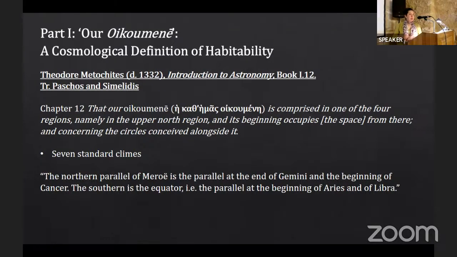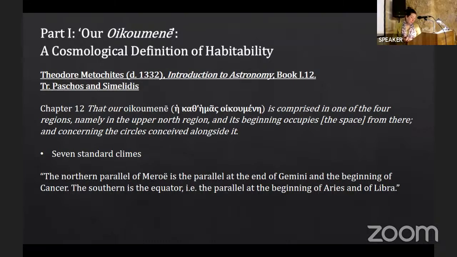If you want to compare to the way you imagine the globe, it is not meant that Europe is in one zone and Asia is in another partition. The whole of Afro-Eurasia that is known is one of these quarters, one of these 4 parts. Further, we continue with Metochites. Our Oikoumenē's location is again described by him in astronomical terms.